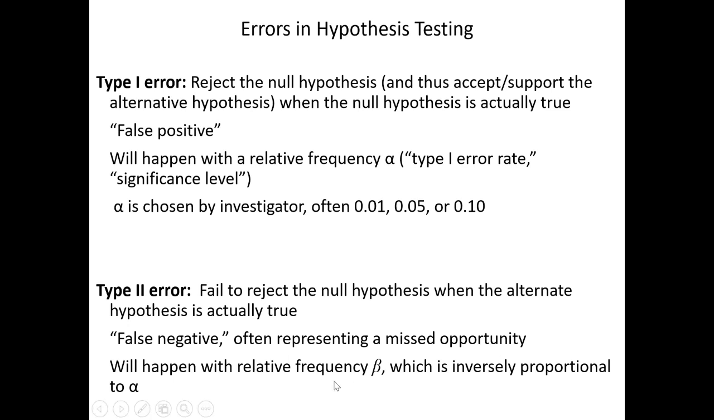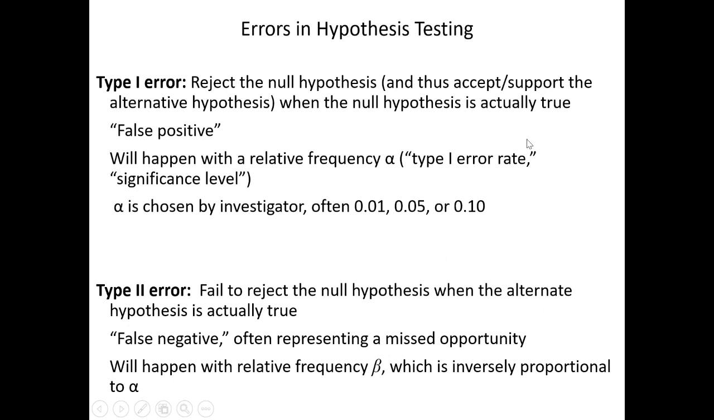And how often will that happen? Well, its relative frequency is described by another Greek letter, beta. And the thing about beta is it's inversely proportional to alpha. So if we pick a really small alpha, say we want to minimize type 1 error, we have to live with the consequence, which is that beta is going to be higher. That is, if we make a very stringent standard for evidence, there's going to be a lot more misses where we can't show that amount of evidence.